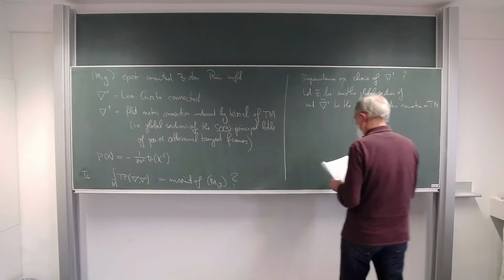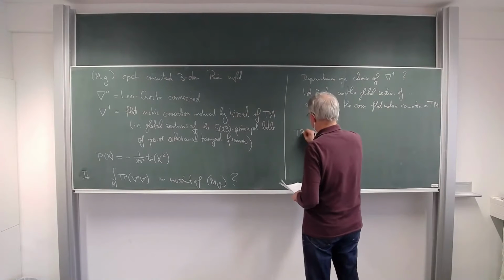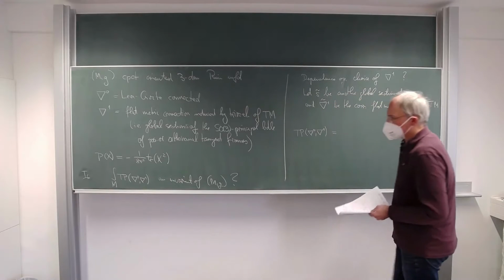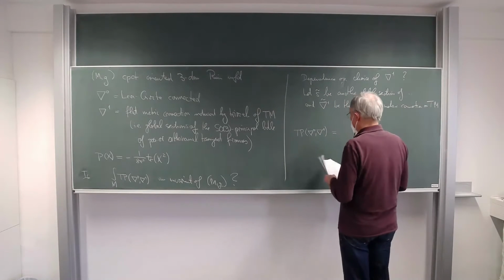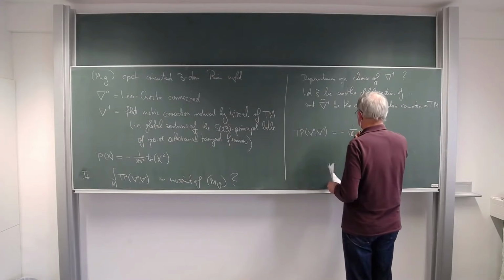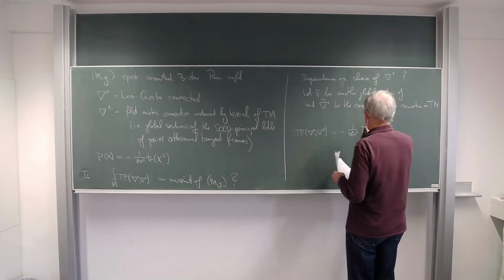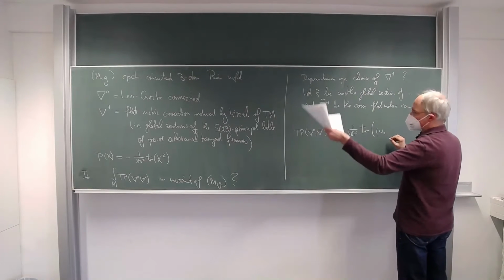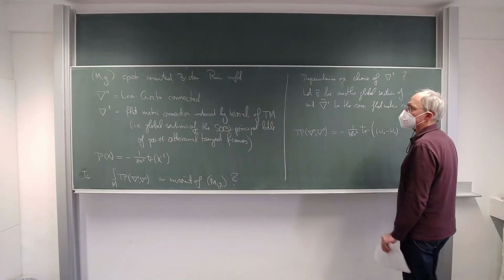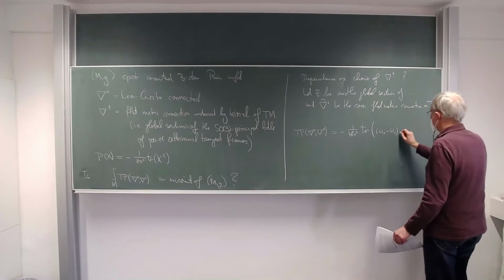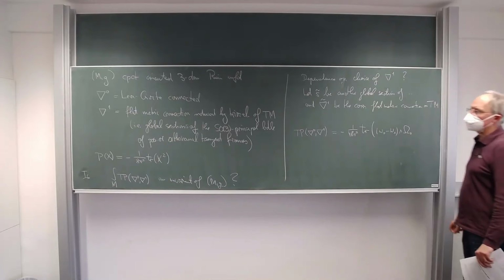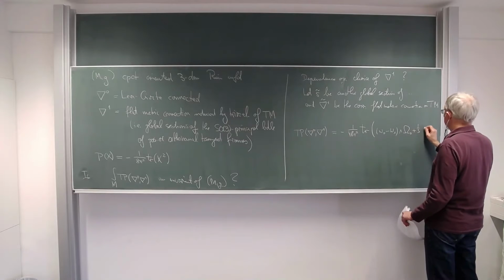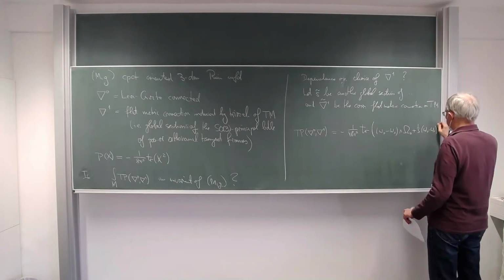And so what we found was that this transgression form could be written in terms of connection and curvature matrices as a constant times the trace of the following expression: omega 0, the connection form of nabla 0, minus omega 1, the connection matrix of nabla 1, wedge capital omega 0, the curvature of the Levi-Civita connection, plus 1/3 of omega 0 minus omega 1 cubed.